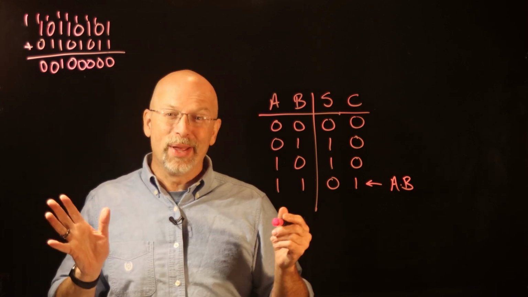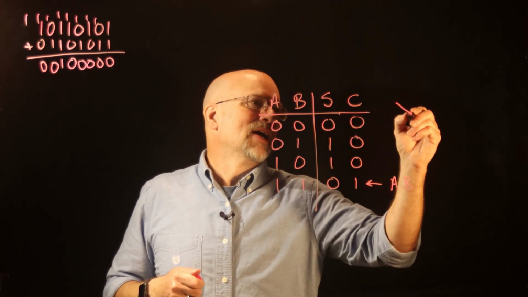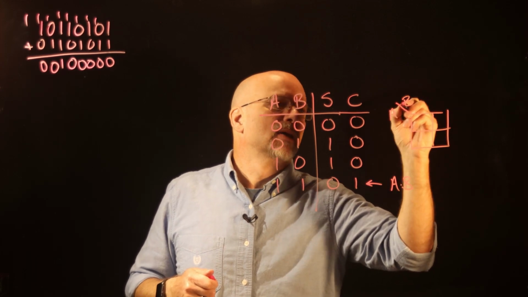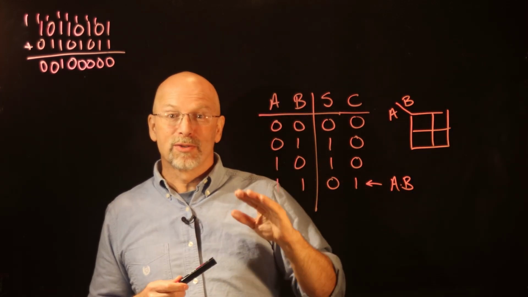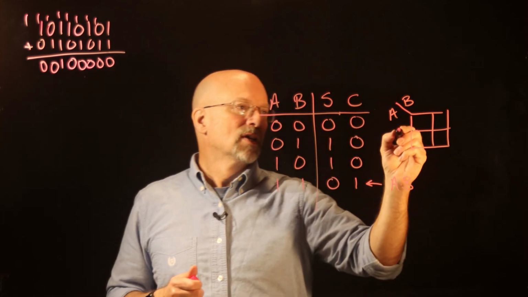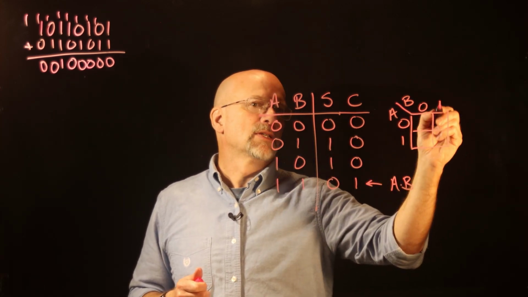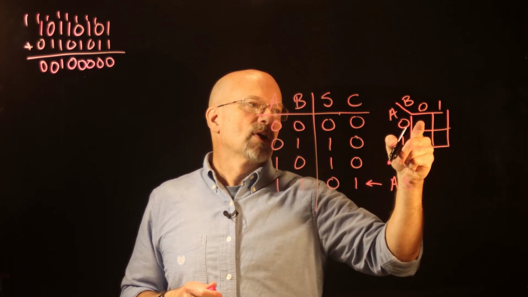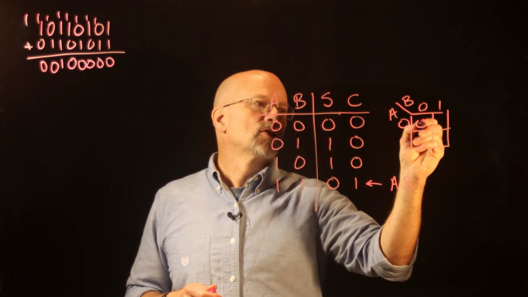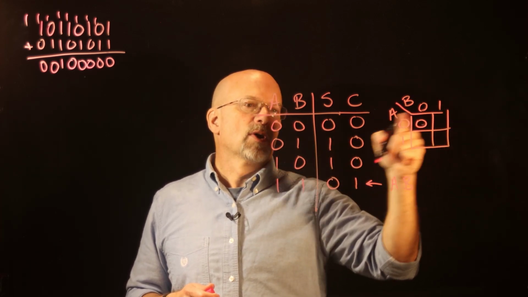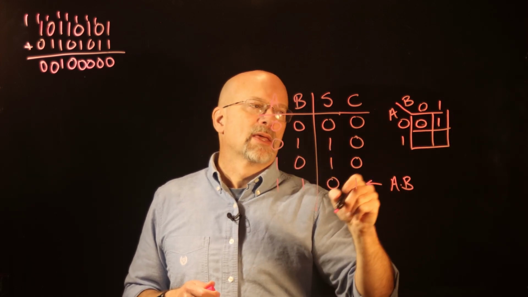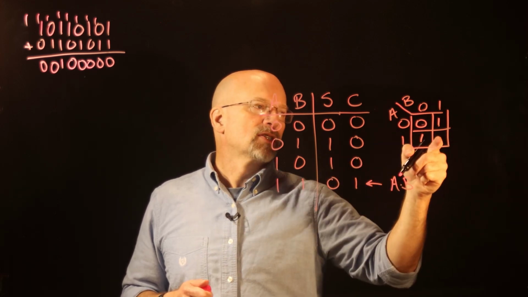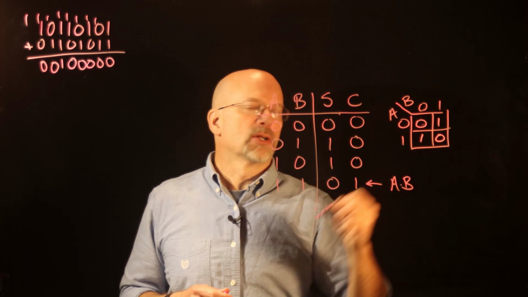But let's actually do a real quick 2-input Karnaugh map. All right, so I'm going to make a Karnaugh map, and a 2-input Karnaugh map just has 4 cells. 2 rows for the A's, 2 columns for the B's. So A can be 0 or 1, B can be 0 or 1. And this cell right here is the 0, 0 cell. So 0, 0, the sum is 0. This cell right here is 0, 1, the sum is 1. This cell right here is 1, 0, the sum is 1. And this cell right here is 1, 1, the sum is 0.